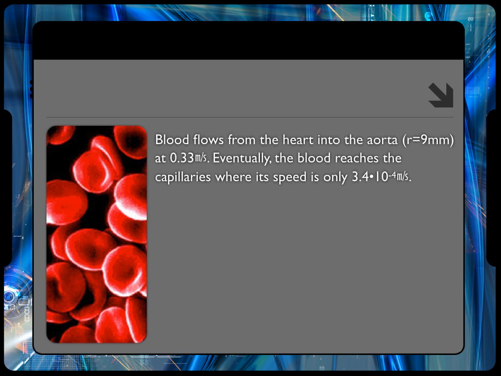Another continuity question. Blood flows from your heart into your aorta at about 1/3 of a meter per second. But eventually it reaches your capillaries, where its speed is significantly smaller, 0.34 millimeters per second. Can you find the effective cross-sectional area of your total capillary system? Notice I only gave you the radius of your aorta, not its diameter and not its area.